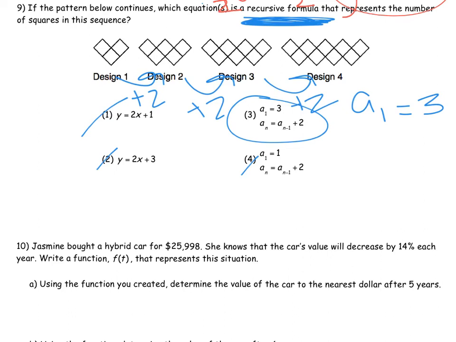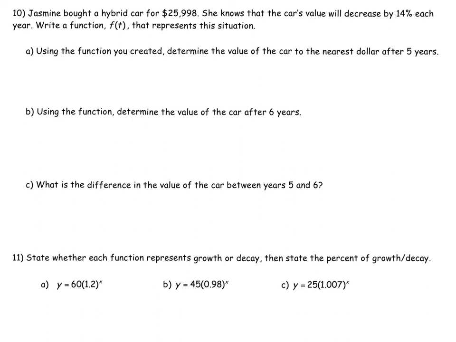Alright, moving on. We are almost done here. We've got 10, 11, and 12, and you guys will be good to go. So let's look at question number 10. Okay, so question number 10 is talking about a car that has its value being decreased by 14% each year, and it wants you to write a function f of t. So again, you got to make sure you're using t for the variable, not x.